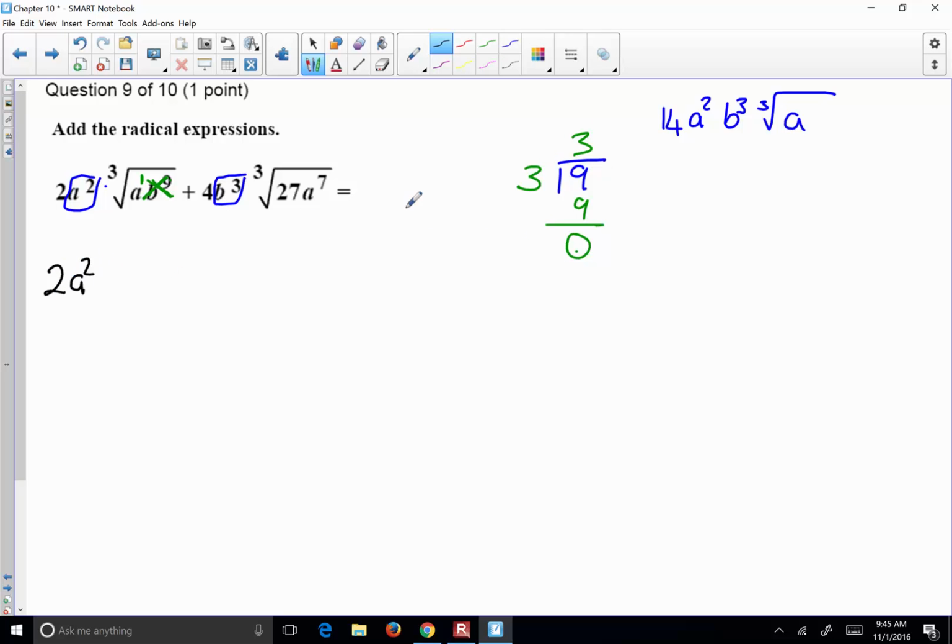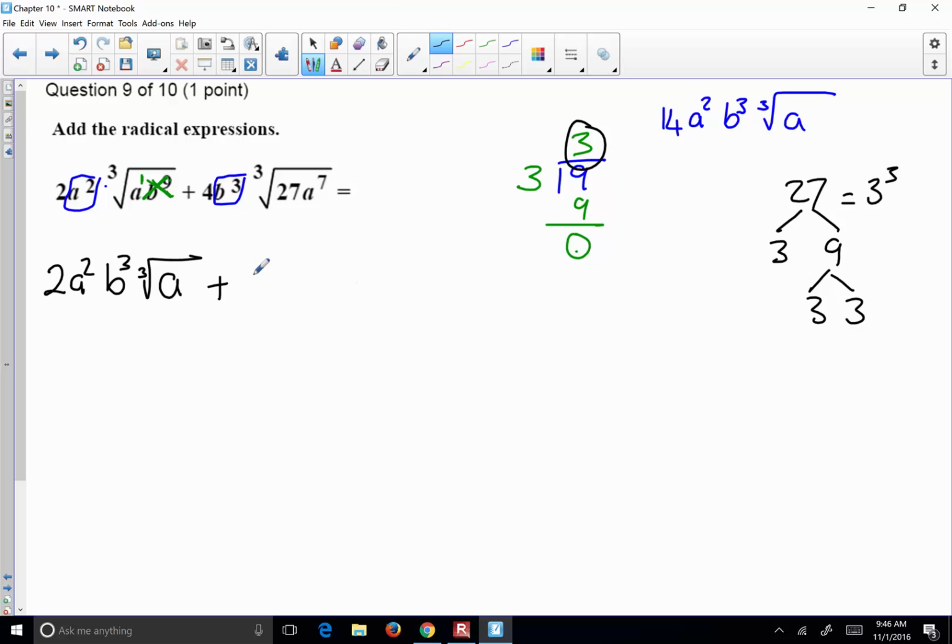So let me write this. 2a squared b cubed is out. A is there forever under the cube root. Okay? Next. Oh, I have a big fat number I need to break. 27 becomes 3 times 9, becomes 3, 3, 3. 27 is 3 cubed. And a to the 7.